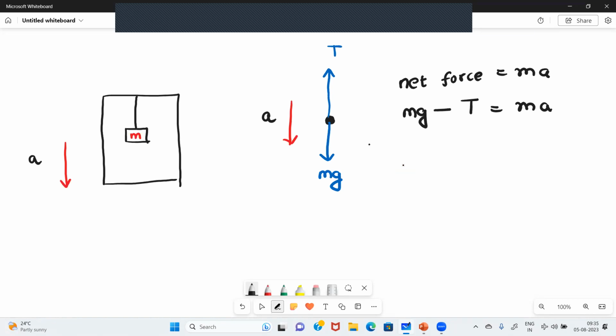What is mg minus T equal to? Ma. Take T to the other side, bring ma to the side. So what do you get? Correct. What is tension equal to? M into G minus A.